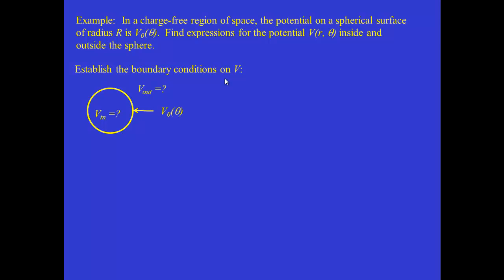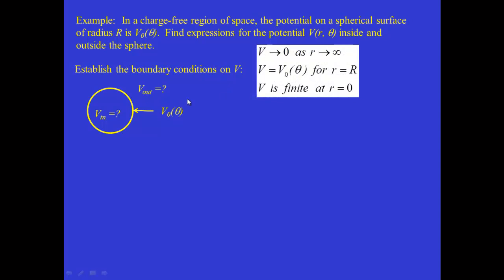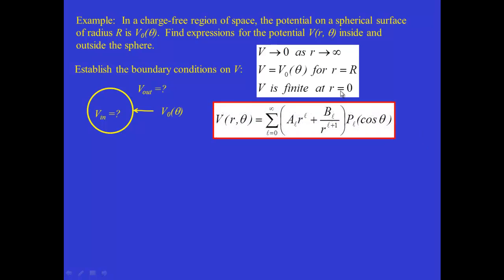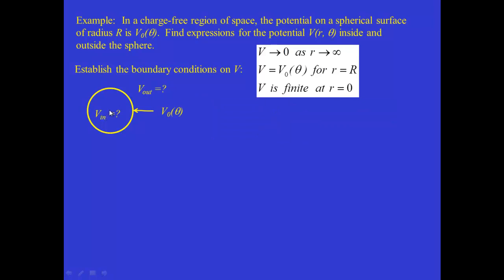So in this case, there are three boundary conditions. There's one that happens at the origin, and that's the bottom one here. In order for this to be a physically meaningful solution, V, the potential, has to be finite at the origin. All right, and so we can't have any singularities at the origin. V can't blow up there, and that'll become important in a minute.